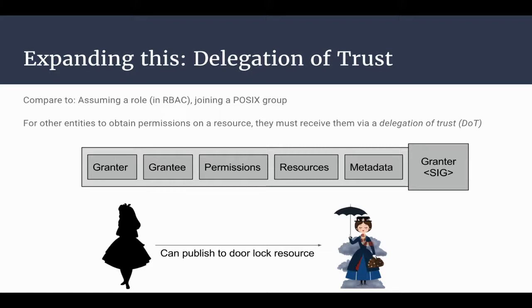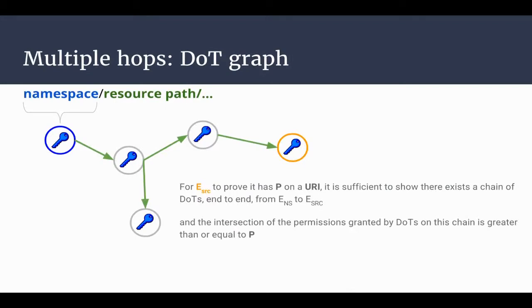And the delegation of trust object is a standalone object. It contains the grantor and the grantee's public keys, what permissions are being conferred, what resources those permissions can be applied to, and some metadata like, is it allowed to be further delegated, when does it expire, who's allowed to revoke it, things like that. And of course, this whole object is signed by the grantor. So if we receive this object, we can immediately tell if it's well-formed and valid. So a typical delegation of trust might be Alice saying, you can publish to the door-lock resource to someone else.